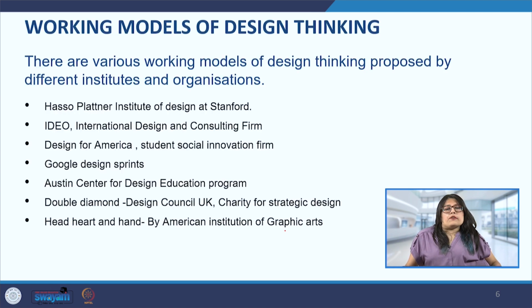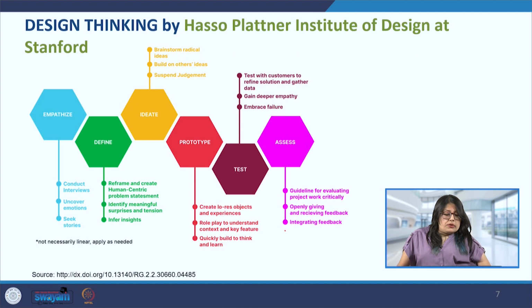So there are several working models of design thinking. Now each model adapts the core principle of design thinking, and their unique context is there depending on whether it is an academic based model or whether it is a corporate based model. So these are from Institute of Design at Stanford, IDEO. So we'll see these examples here.